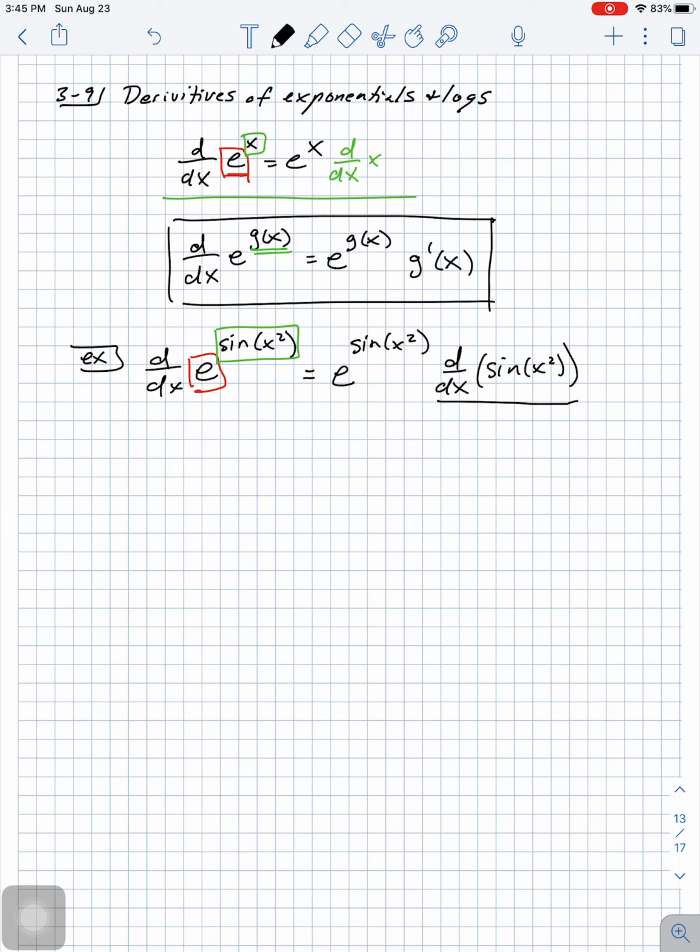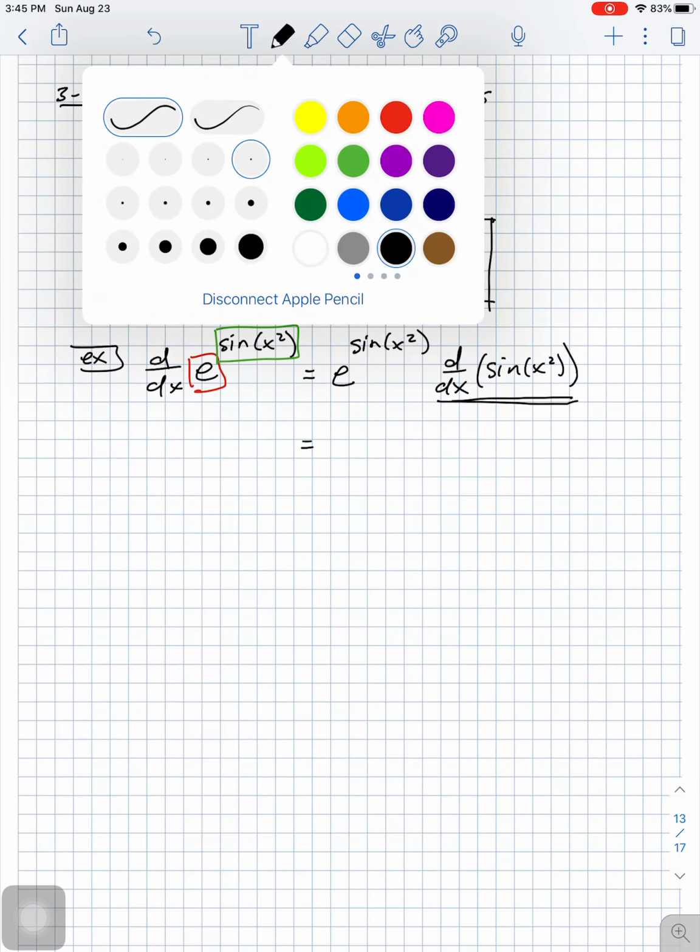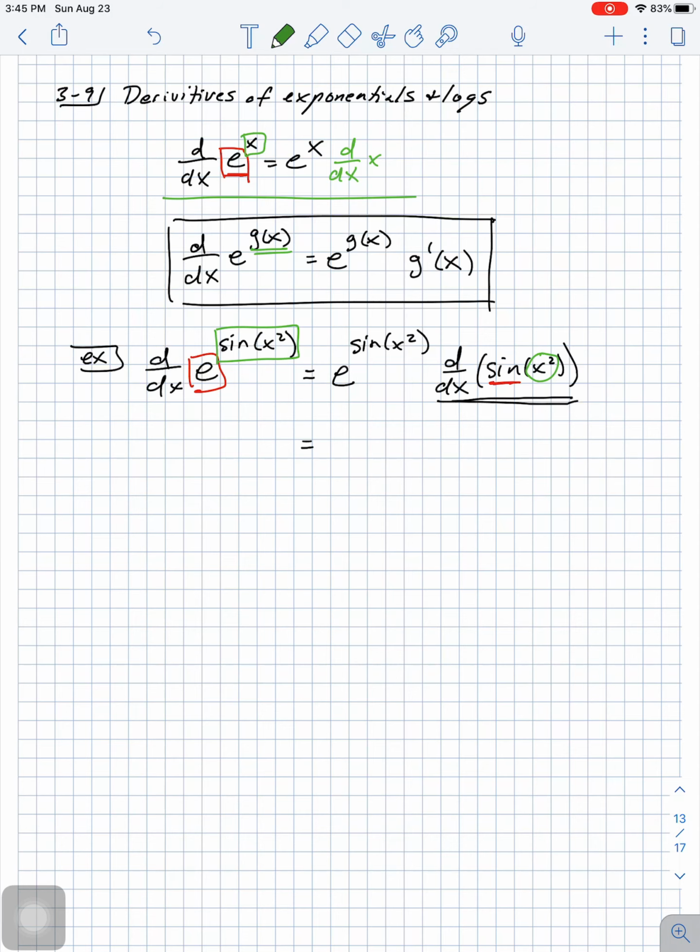Again, I would recommend you writing this derivative notation, because you don't want to get lost in the fact that, hey, now when I take the derivative of this, it's a chain rule again. Outside function is sine, and inside function is x squared. So we're going to rewrite this. The e to the sine x squared comes along for the ride, and let's talk about the derivative. The derivative of the outside function, which is the sine, is cosine, evaluated at the inside function, which is x squared, times the derivative of the inside function, which is x squared.